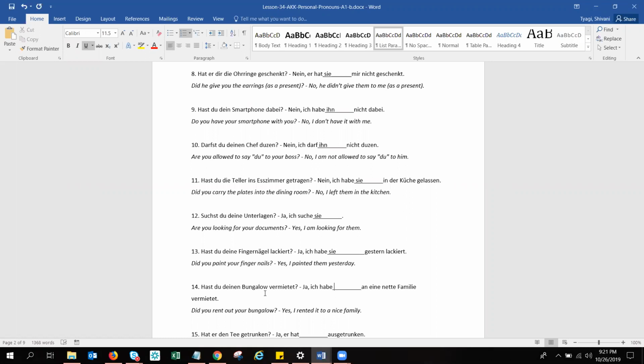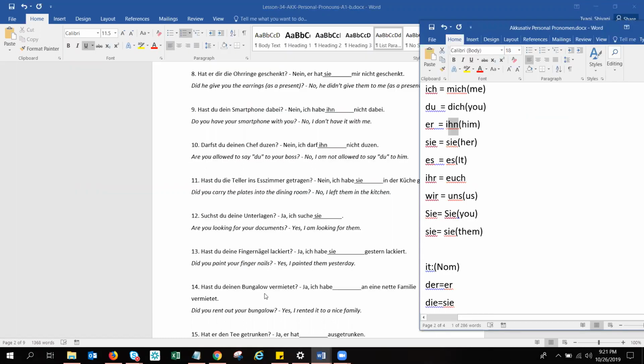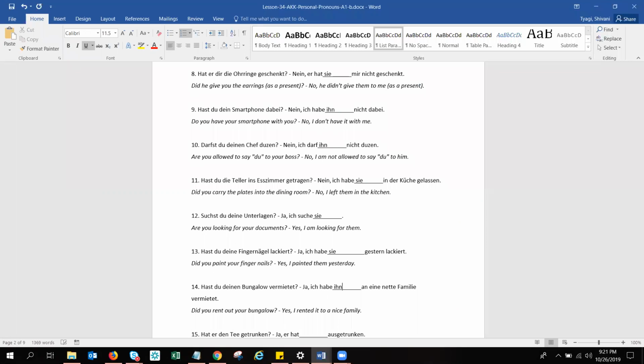For dare, what is the personal pronoun? It means er. Ja, ich habe ihr eine Familie. Here er is nominative. What is it in accusative? In. So, ja, ich habe in einer nette Familie vermietet.